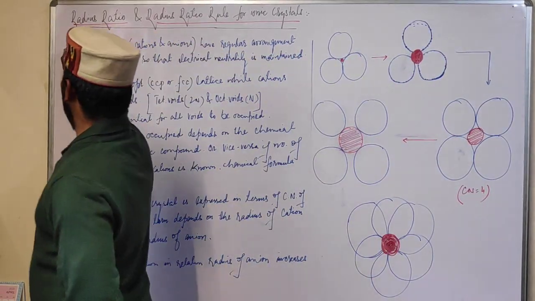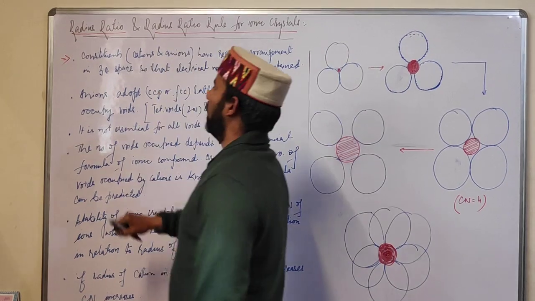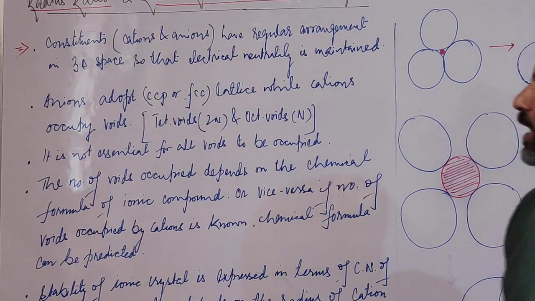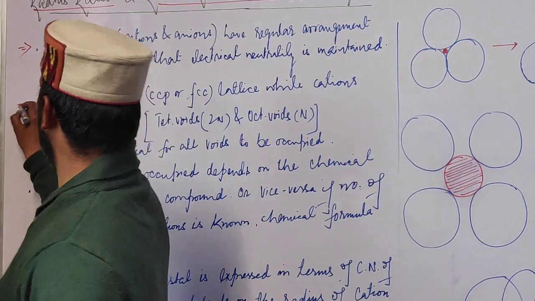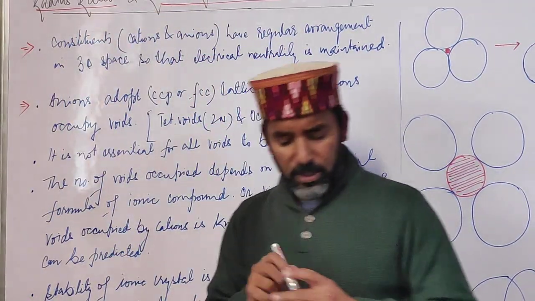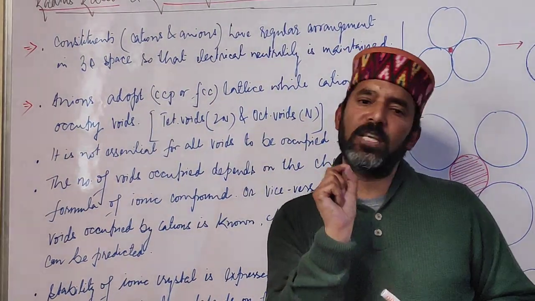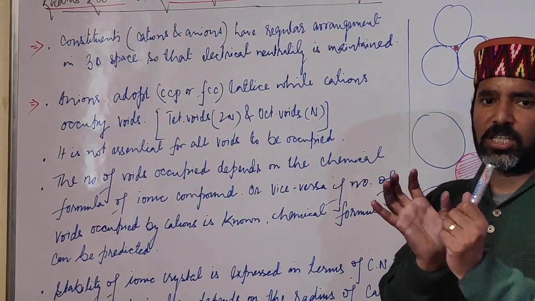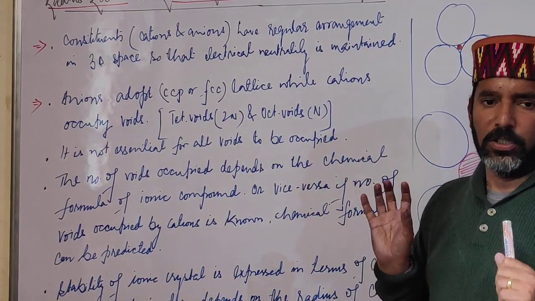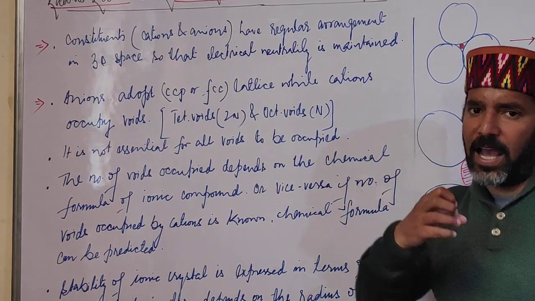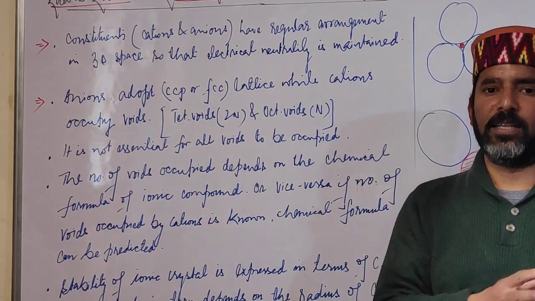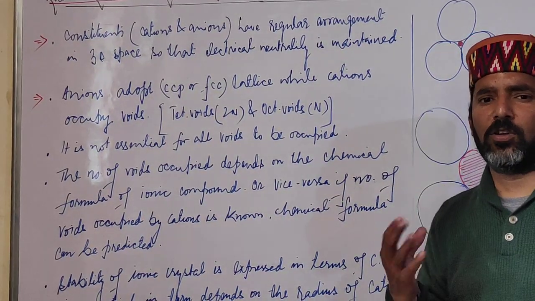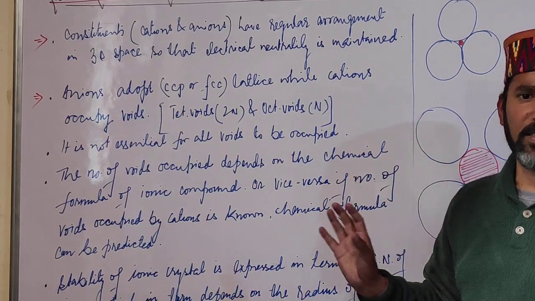So the first point which we have discussed is that in ionic crystals, constituents have regular arrangement so that the electrical neutrality is maintained. Now students, the second important point about ionic crystals is that generally anions are larger in size. So the bigger ion will occupy the lattice sites. This means generally the anions adopt a crystal lattice, that means they adopt either CCP lattice or FCC lattice or HCP lattice, or it can be any arrangement.